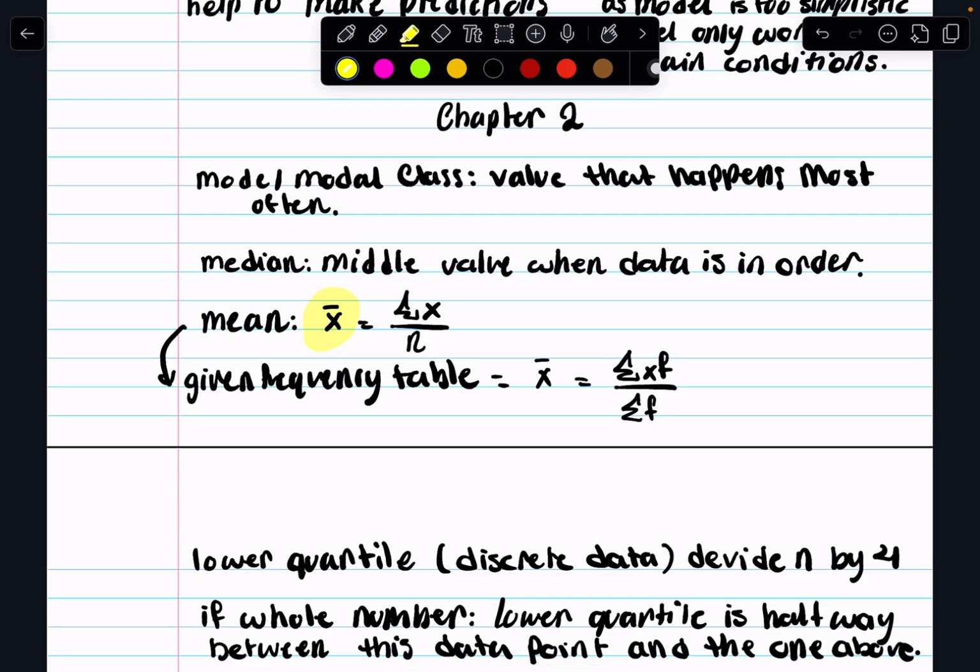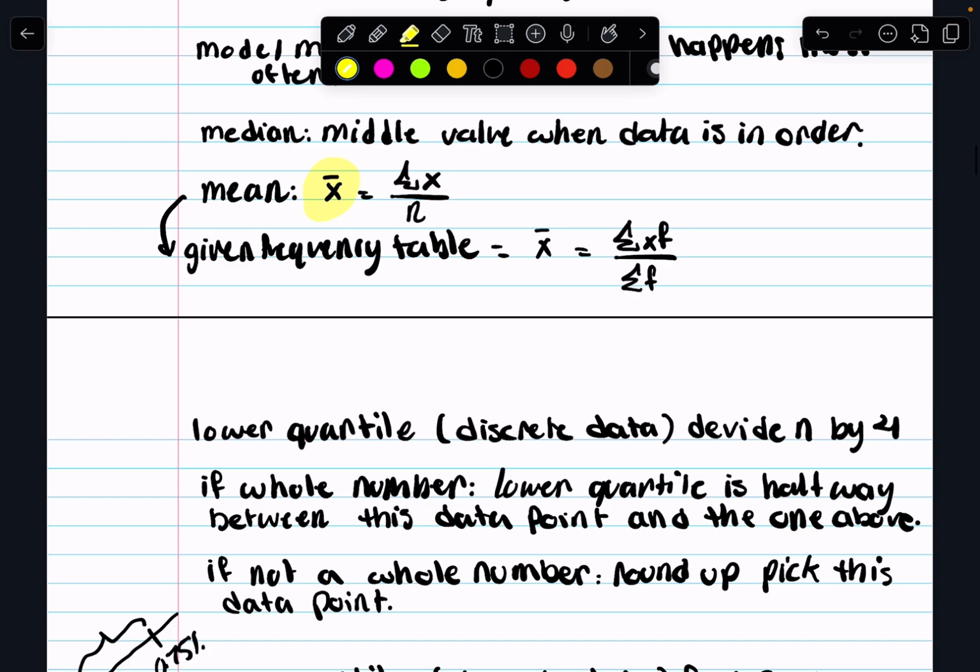Chapter 2. The mode or the modal class is the value that happens most often. So if I have a data set of 5 numbers, 4 of them are 1 and the 5th one is 5, then 1 is going to be my modal class because that value keeps coming again and again.